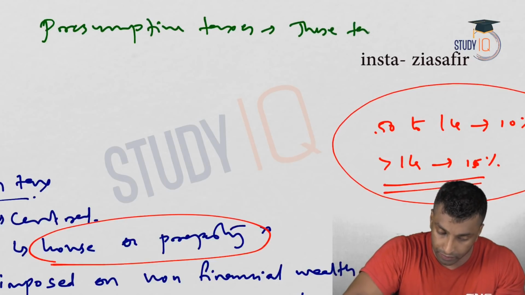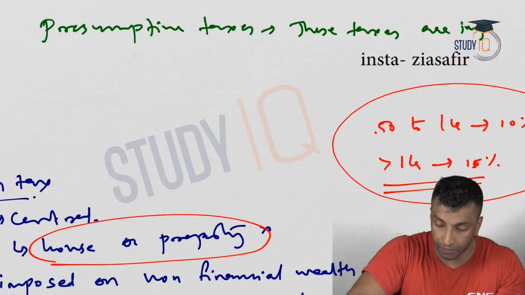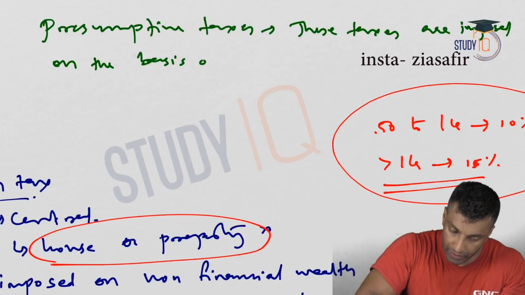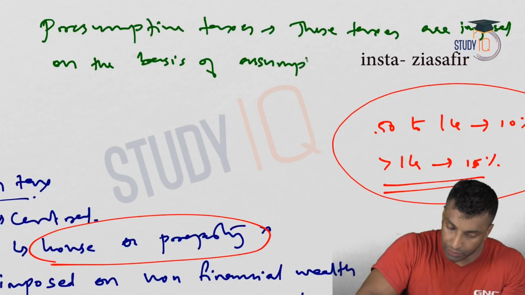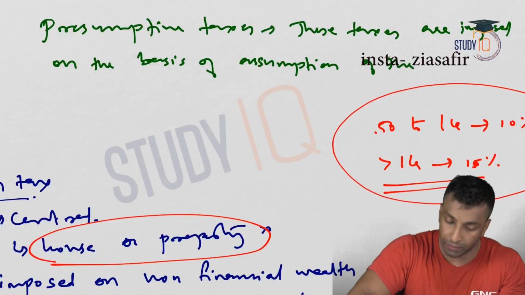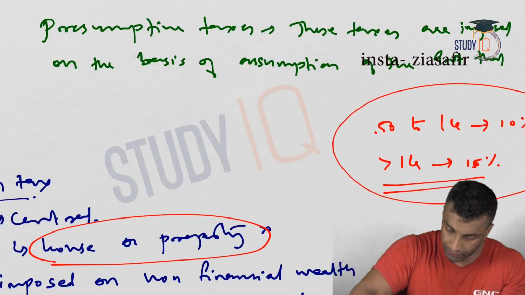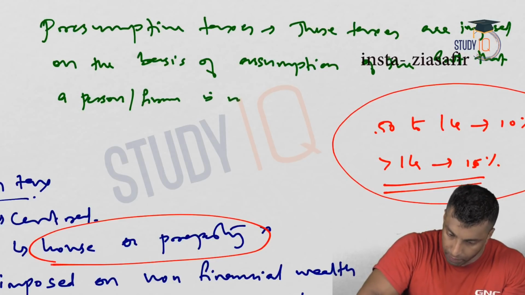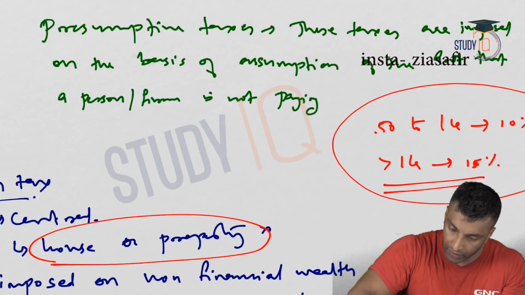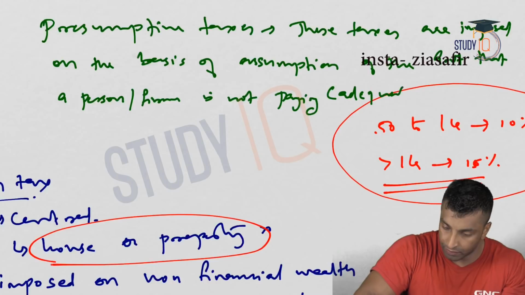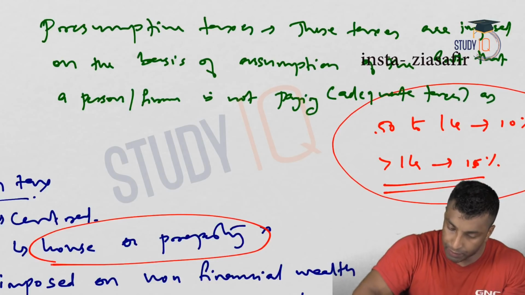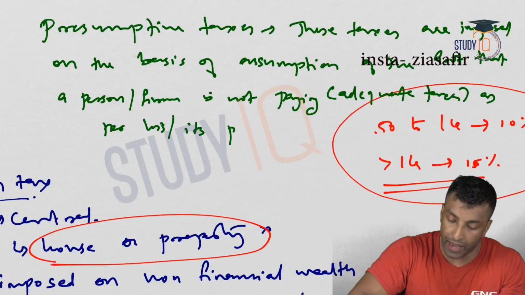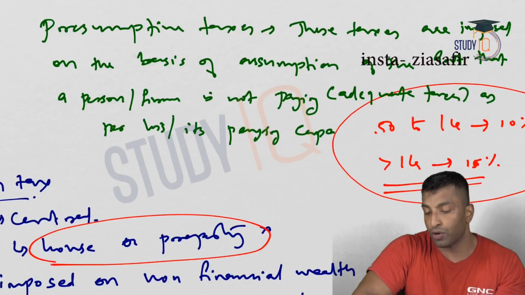These taxes are imposed on the basis of the assumption of the government that a person or firm is not paying adequate taxes as per his or its, if it is about a firm, paying capacity. See, it's not only for persons.